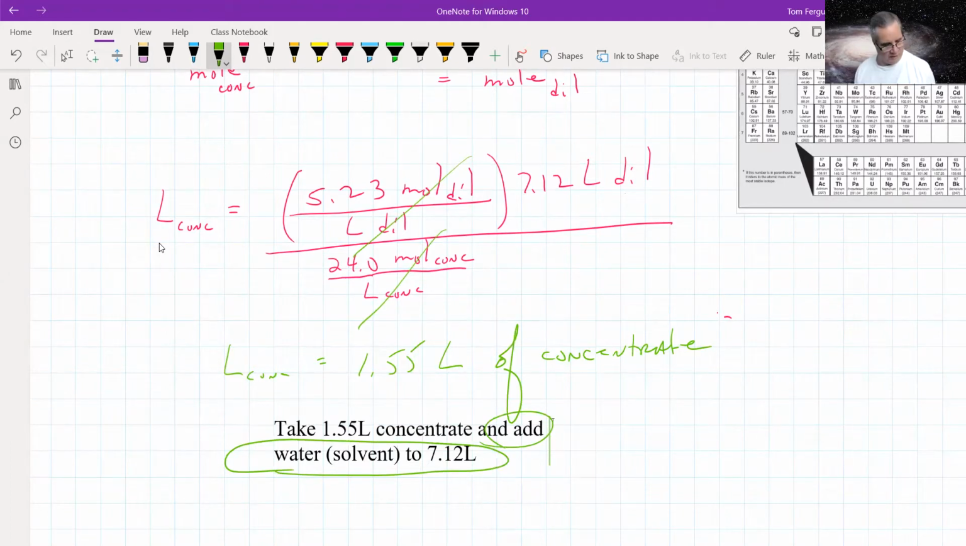So this is how you ran a chemistry stockroom, you buy concentrated acids. You don't buy dilute acids. And then you dilute them to whatever concentration you want. It's significantly more economical. And secondly, it saves lots and lots of acid storage space.